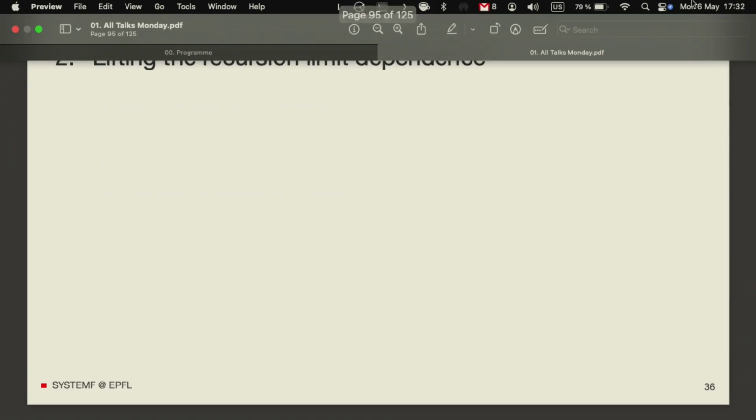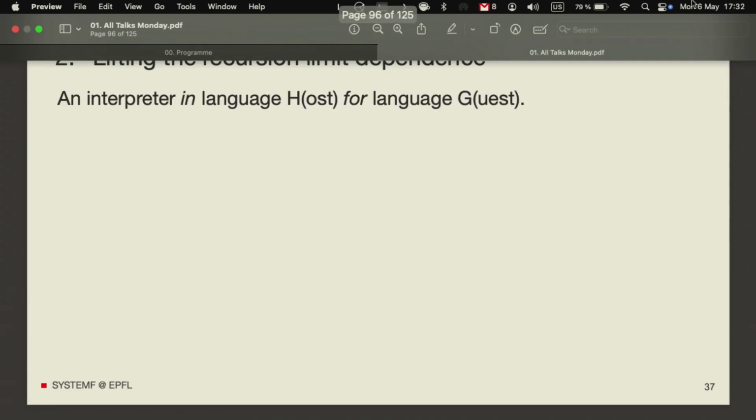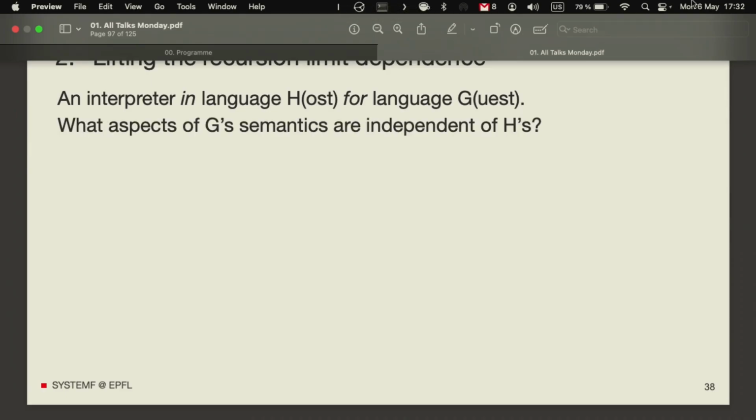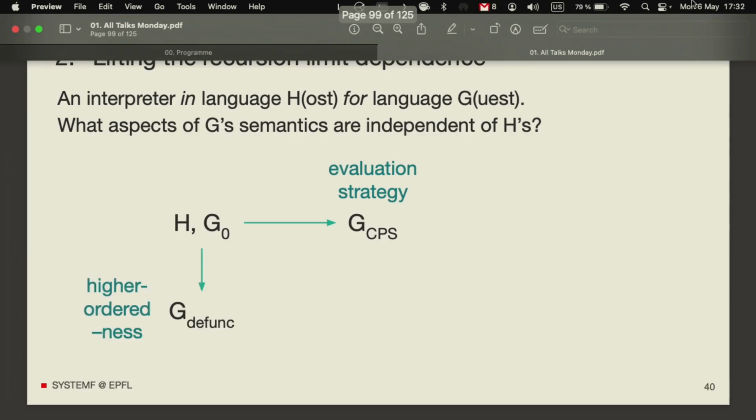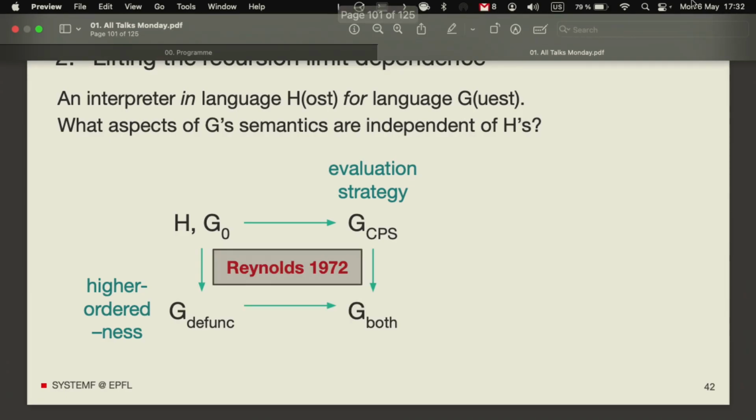Okay, number two, lifting the recursion limit dependence. So one minute, oh my God. Okay, so we're writing an interpreter in language H for a language G. And what aspects of G semantics are independent of H? This is some stuff we've known for a long time. If you do CPS, the evaluation strategy is independent. If you do defunctionalization, higher orderedness is independent. And if you do both, then both are independent. And this is stuff we've known since the 70s, right?